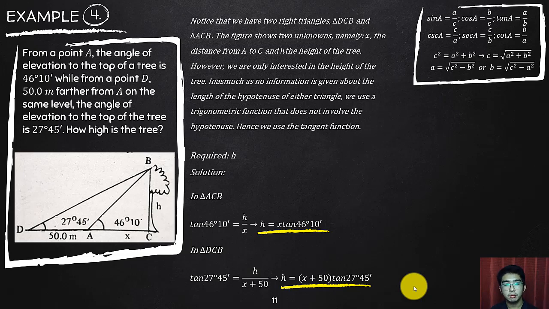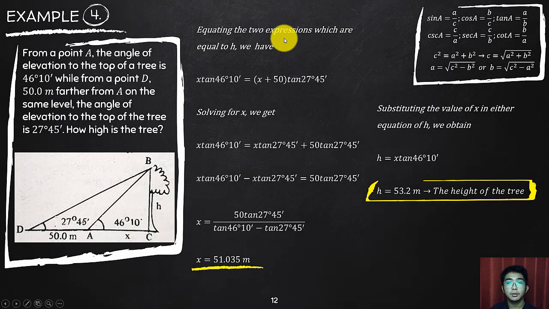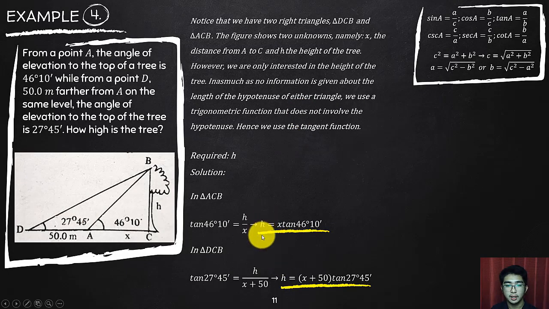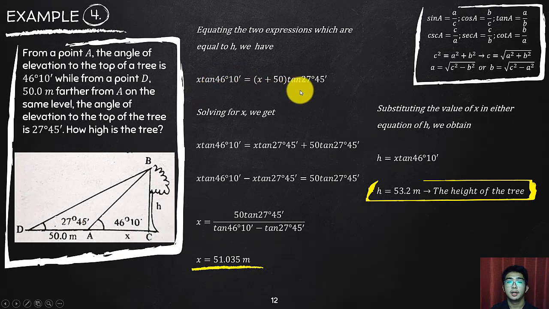So if you notice here, h is equal to quantity x plus 50 tangent 27 degrees 45 minutes. Now, since we're done with module 4, linear equations, remember, if you have two unknowns, you need to have two equations. So we do have two equations here, so we can solve either by substitution or elimination. So equating the two expressions which are equal to h: h is equal to x tangent 46 degrees 10 minutes and h is equal to quantity x plus 50 times tangent 27 degrees 45 minutes. These are the same values of h, so you can equate the right sides with each other. If you equate these two, we have this particular equation.